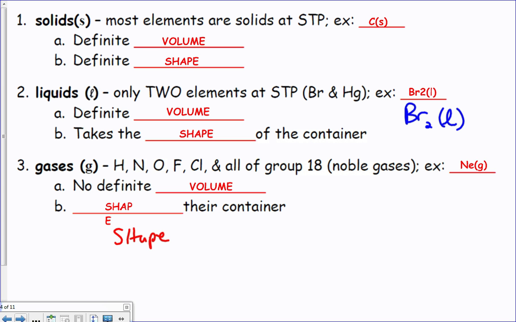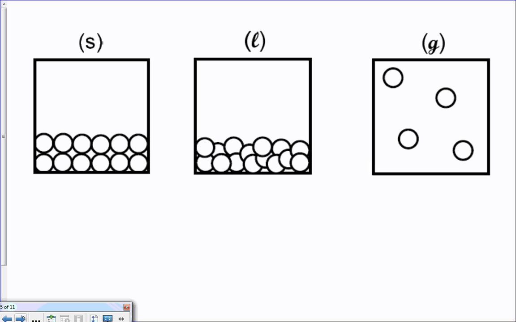Also, shape of their container. The air in the room takes up every nook and cranny of the room. It disperses. If I were to be in a smaller room, it would do the same. If I were to expand the room, it would expand. So the volume and its shape are completely dependent on the container that's holding it. It has nothing to do so much with how much of it there is.